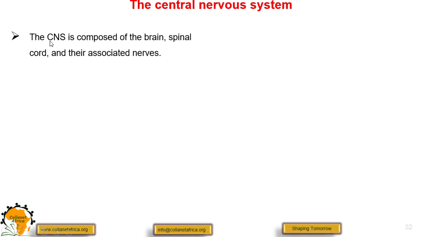The central nervous system, denoted as CNS, is composed of the brain, spinal cord, and their associated nerves. But first, we shall discuss the brain.